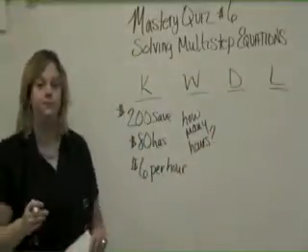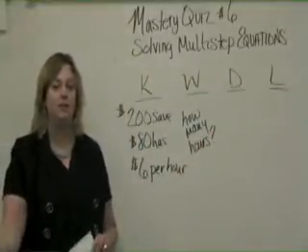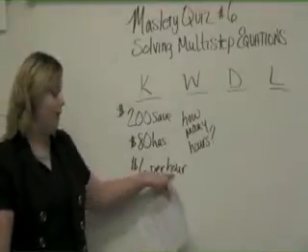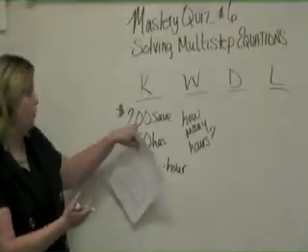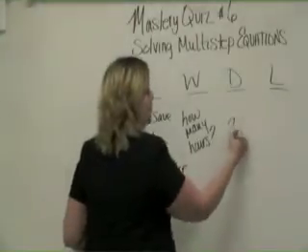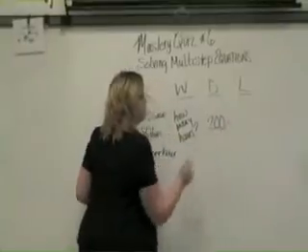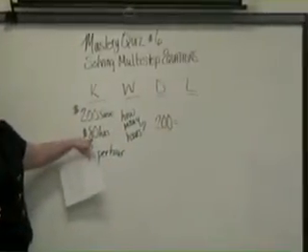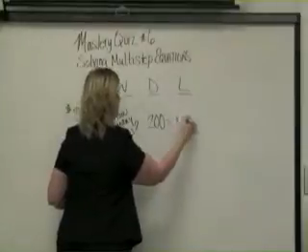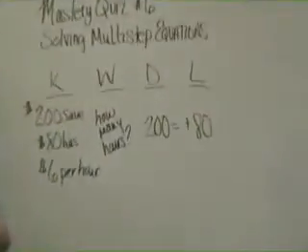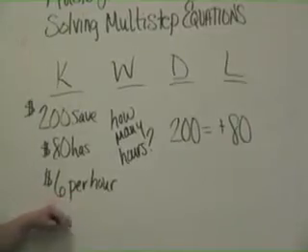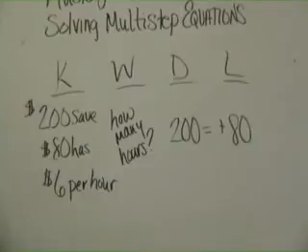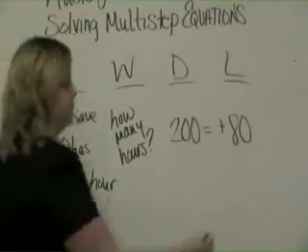So what are we going to do? We can set up a simple equation to figure out what hours is, because that's what we don't know at this point. So we know he wants $200, so he wants everything to equal 200. What does he have? He has $80. What don't we know? He's going to make $6 per hour, but we don't know how many hours he's working. So what do we use? A variable to represent hours. I'm going to use an H.